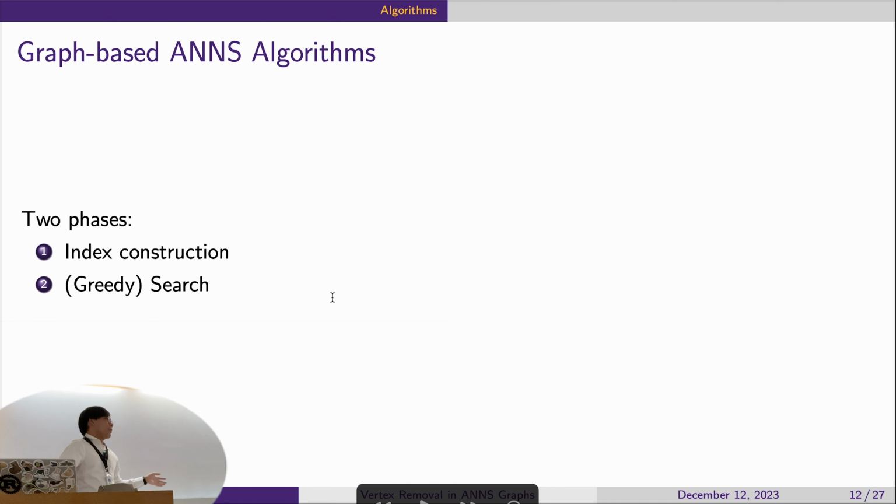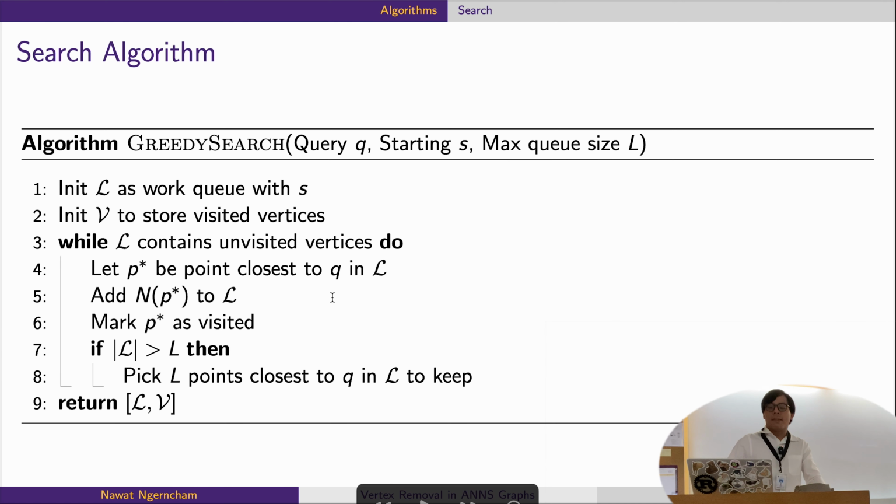Now I'll go through a few algorithms that I've seen in literature. So in general, graph-based ANNS algorithms have two main phases. So we have index construction, or building the graph itself, and doing the search on the graph. The search on the graph is pretty similar across all algorithms, where it just does a greedy search on the graph, and then they modify greedy search to fit that data structure itself. So let's go through the search algorithm itself. This is the algorithm.